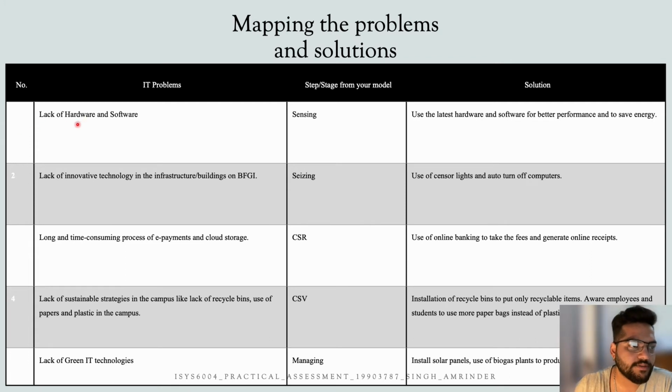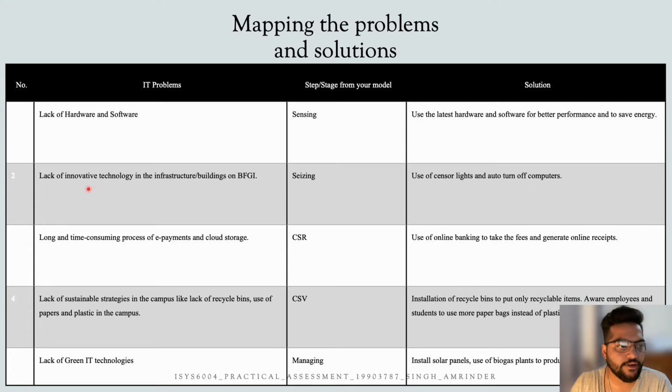So the first one is the IT problem in the Bauer group of institutions: lack of hardware and software. I found this problem with the sensing stage that is a part of the TEAS model, and the solution is to use the latest hardware and software for better performance and to save energy. They can take the latest Microsoft Windows and Intel Core processors to make it more productive.